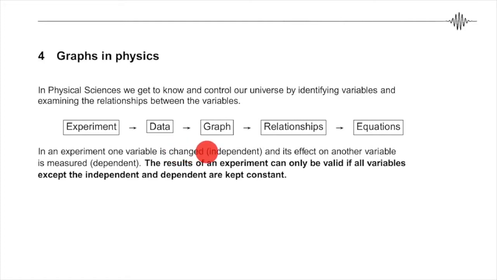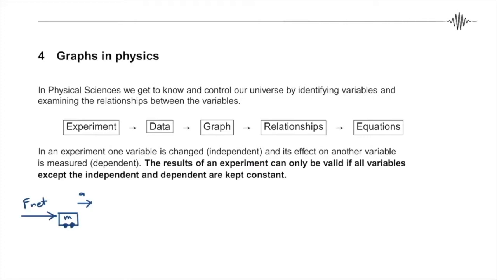The thing that is changed is called the independent variable, and the one that we measure is the dependent variable. The most important thing is that the results can only be valid if all the other variables except the independent and dependent are kept constant so that they don't influence the final result.